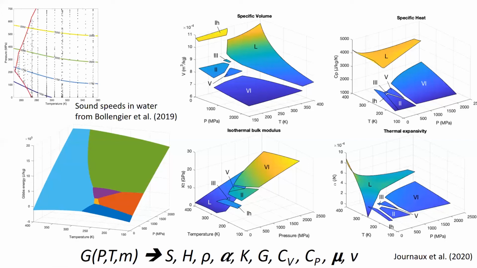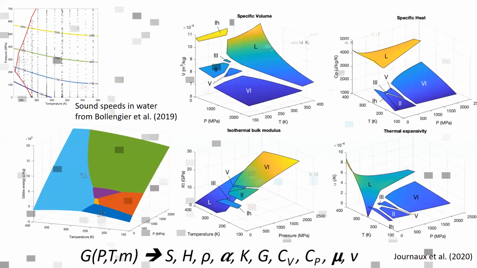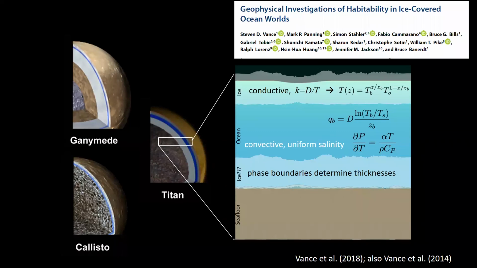He's actually corrected some measurements from Bridgman from more than 100 years ago. So we're improving the fundamental chemistry of water in preparation for being able to model these worlds in much more detail. So my role in that is to use the data that we're getting and to incorporate it into radial structure models for these worlds.